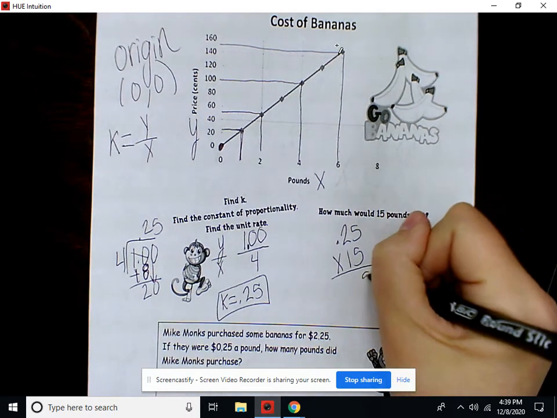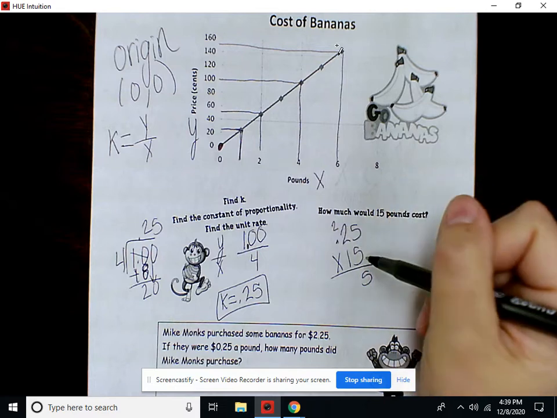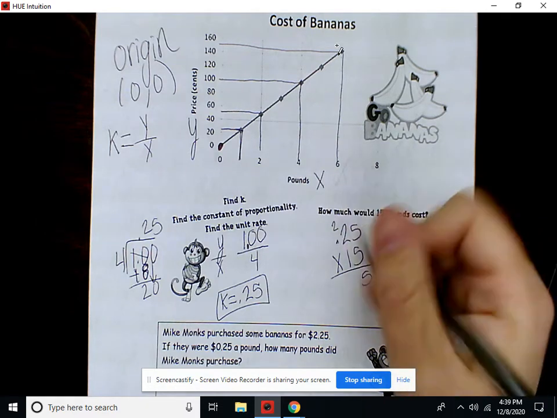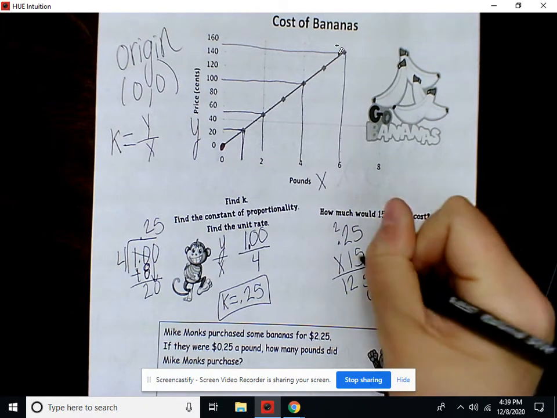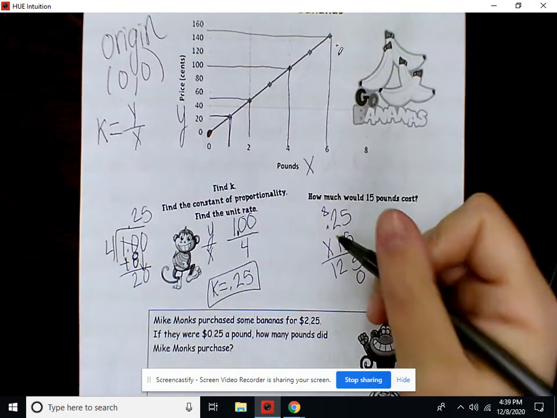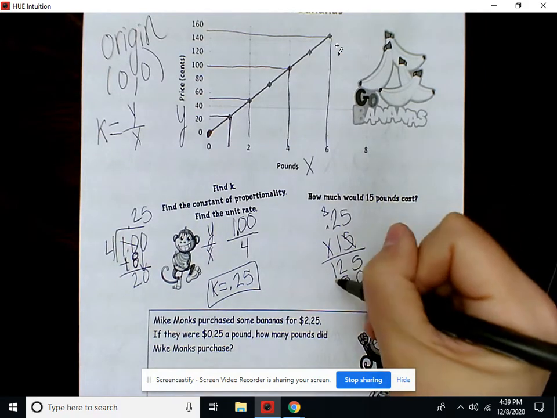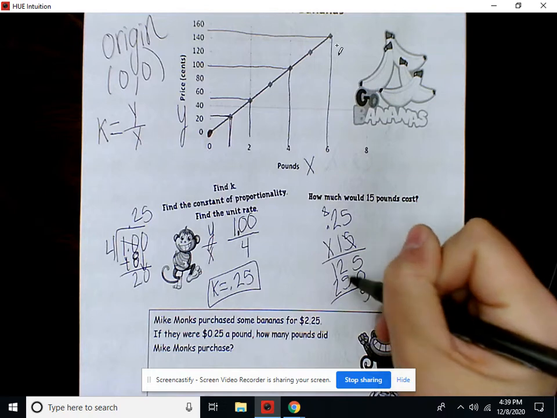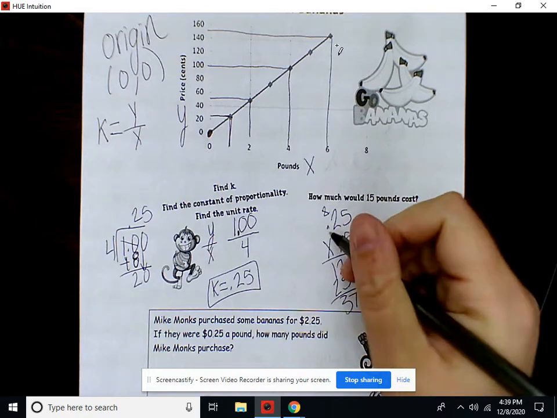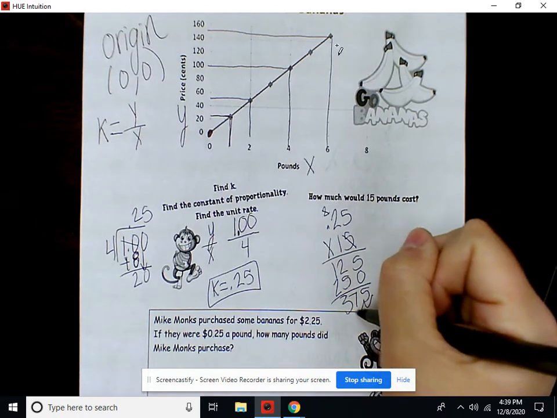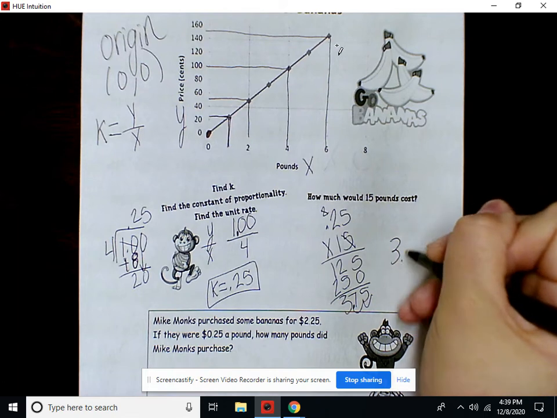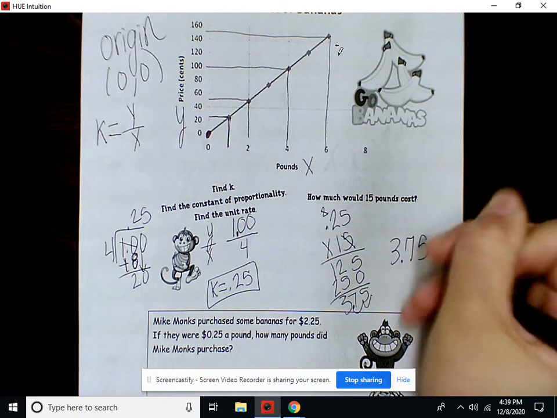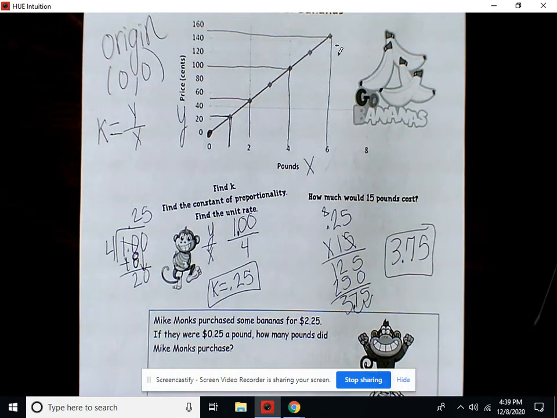So 5 times 5 is 25, carry our 2. 5 times 2 plus 2 is 12. We'll add our 0. 1 times 5 is 5. 2 times 1 is 2. Now we're going to add. Then we'll move our decimal over 2. And so we get 3.75. So if we buy 15 pounds of bananas, it's going to cost us $3.75.